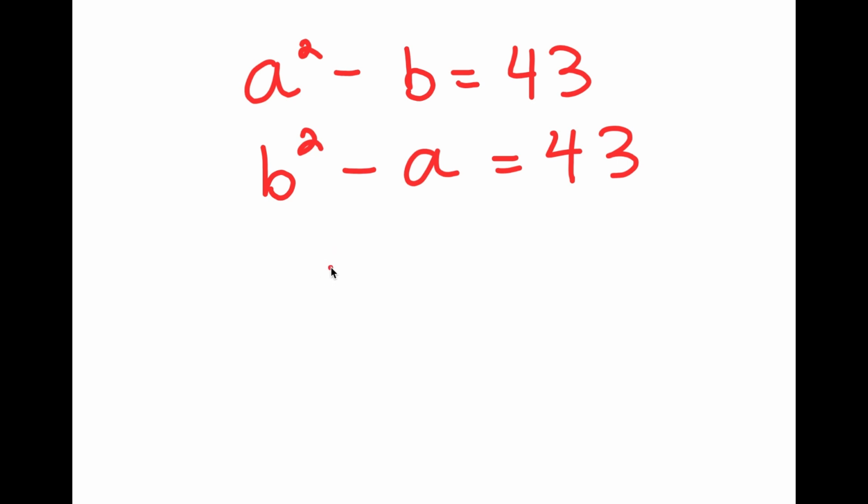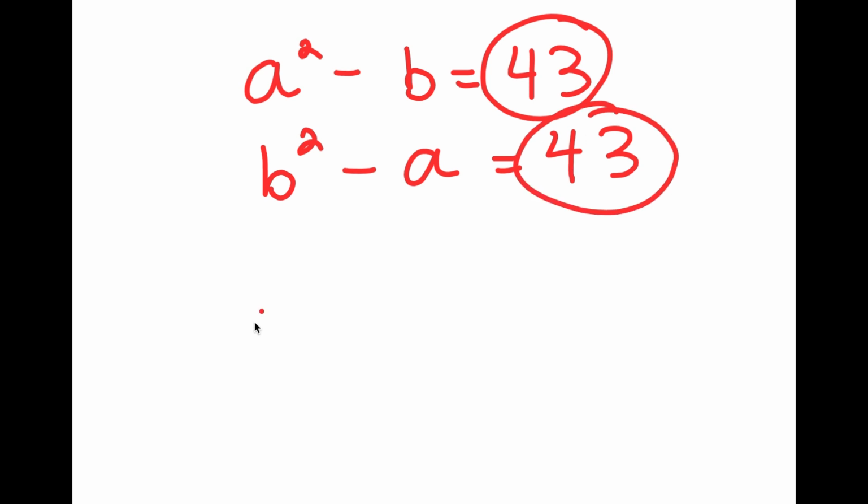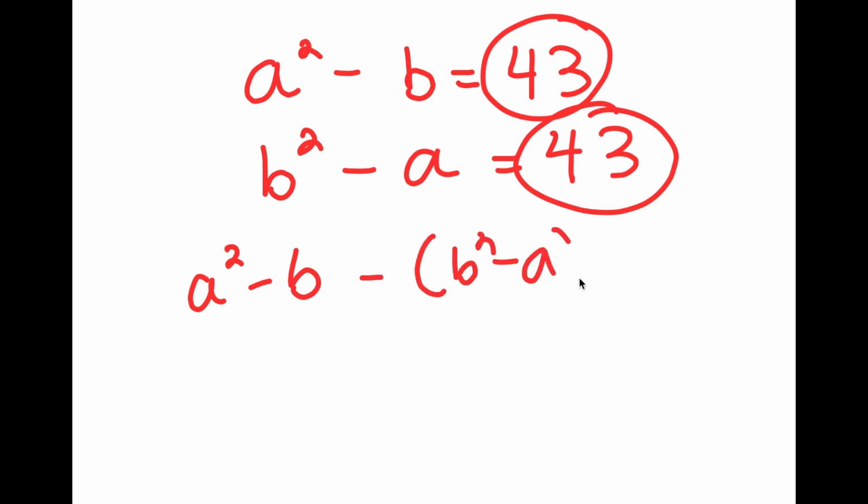Alright, so in this problem, I'm given that a squared minus b is equal to 43, and b squared minus a is equal to 43. So this is a system of equations, and I'm going to first start, because both of these equal 43, by subtracting them from each other, then I should get 0, because 43 minus 43 is 0.